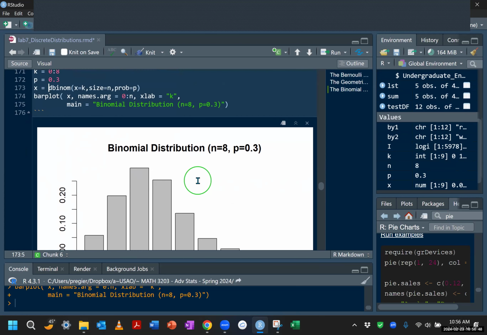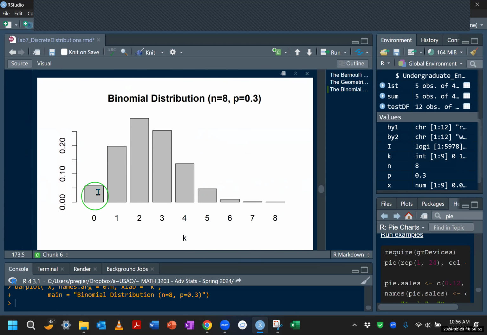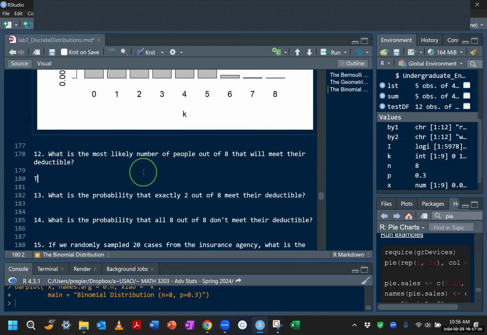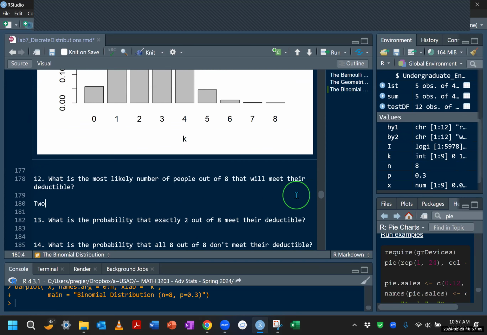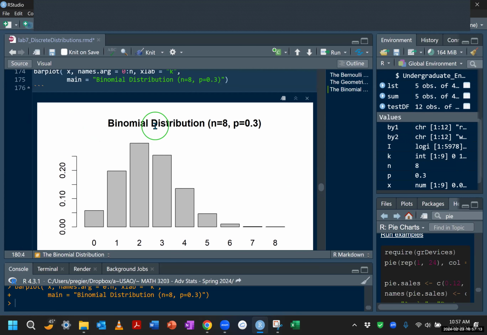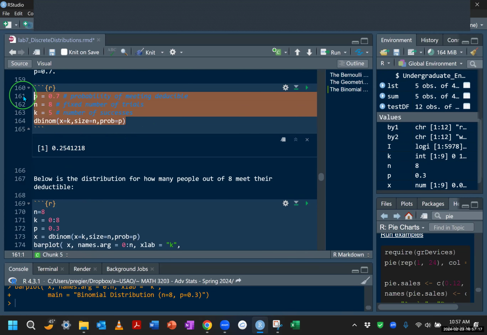So what is the most likely outcome of this? Looks like from this bar plot, we can see that 2 has the highest probability of occurring. So we could say 2 people is most likely. All right, so now let's look at the probability that exactly 2 out of 8 meet the deductible. From here, it looks like it's somewhere around 0.3, but to properly calculate it, we're going to copy this bit of code here.